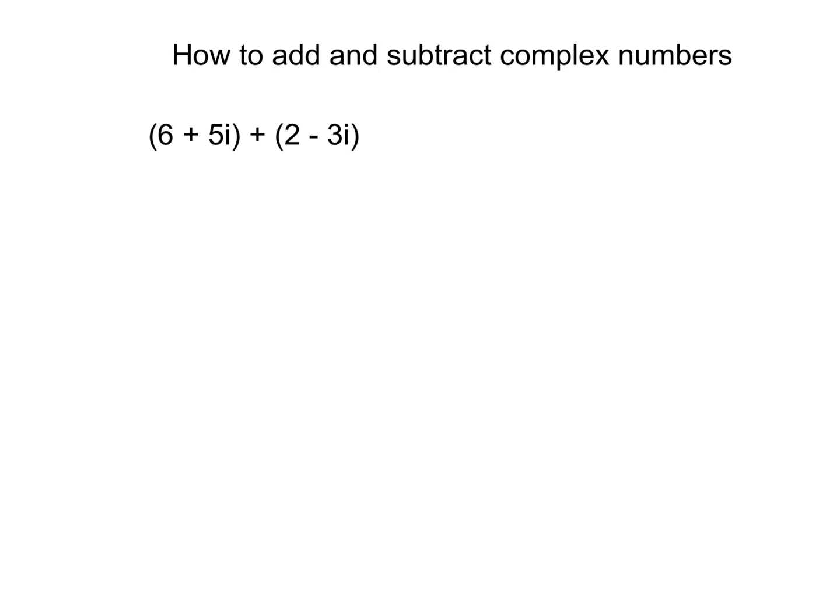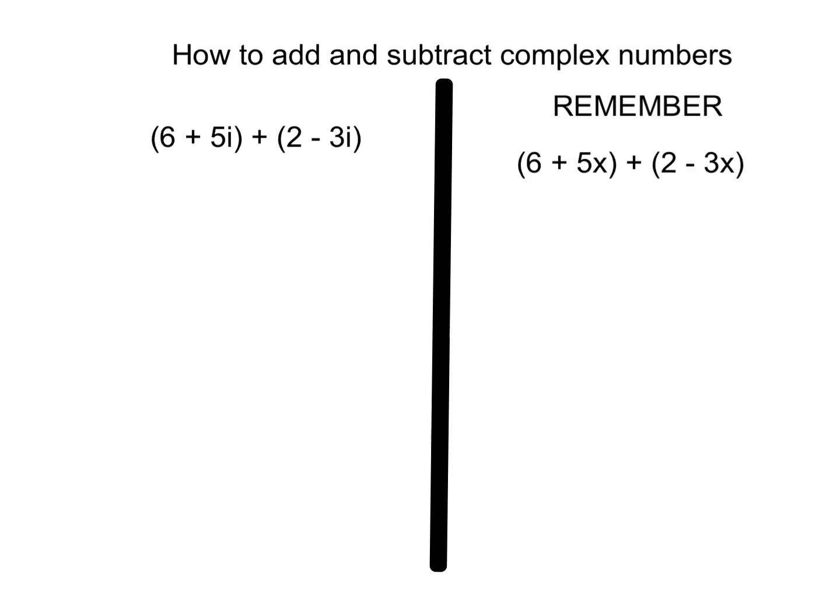Again, I'm going to take you back a little ways, so just bear with me. Remember when we used to do stuff like this? We have the plus between. So what we would do is just combine our like terms, right? So 6 plus 2 is 8. 5x minus 3x was positive 2x, and we would be done. Right? That was easy back then.